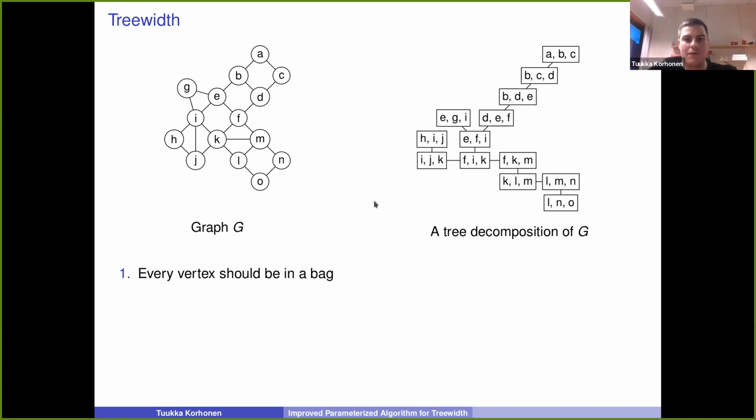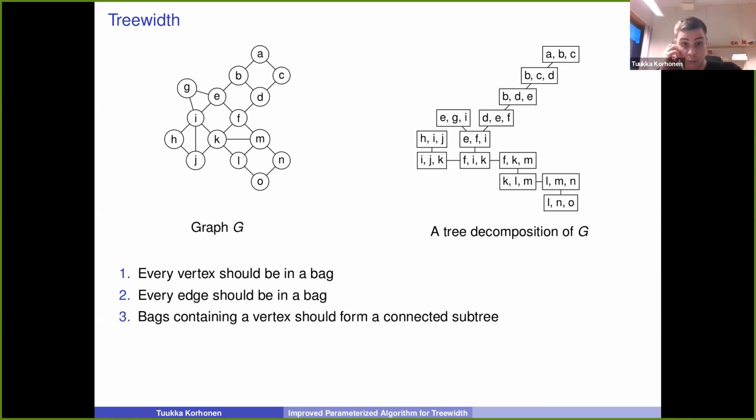Every vertex of the graph G should be in some bag of the tree decomposition, and every edge should be in some bag of the tree decomposition. For example, here we have this edge between A and B, so we must have some bag that contains both A and B. This means both endpoints of the edge should be in the bag. And then the bags containing a vertex should form a connected subtree. Let's say vertex I, it's contained in this and this bag. So it forms a connected subtree.